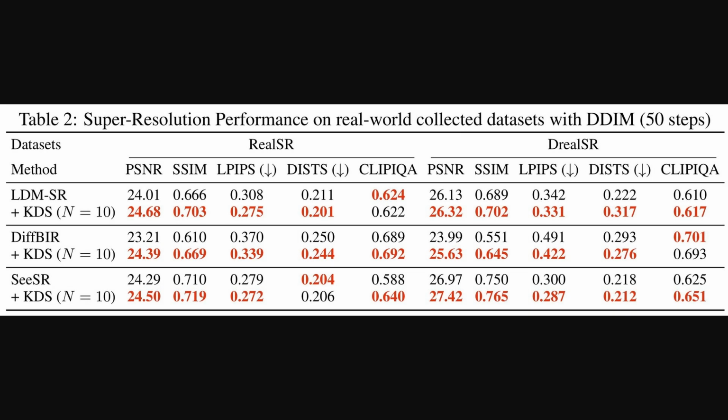Alright, so we've seen the concept, but what about the numbers? This table shows the super resolution performance on a couple of real-world datasets. It tests 3 different models with and without kernel density steering. You can see several metrics here. Some measure distortion like PSNR, where higher is better, and others measure perceptual quality, like LPIPS, where lower is better. And across the board, adding kernel density steering, shown here as plus KDS, consistently improves the scores. This quantitative data really backs up the visual improvements we saw earlier.